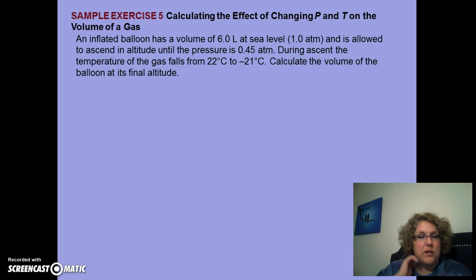Inflating a balloon that has a volume of 6 liters at sea level, which is 1 atm of pressure. And then it's allowed to ascend in altitude until the pressure drops to less than half that. But also during that ascent, the temperature is going to fall. Calculate the volume of the balloon at its final altitude.